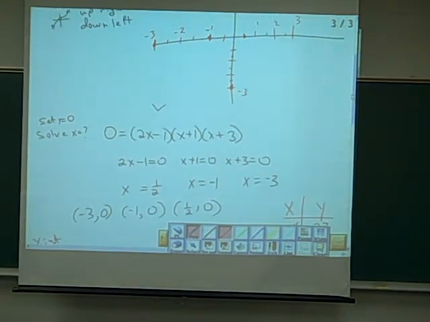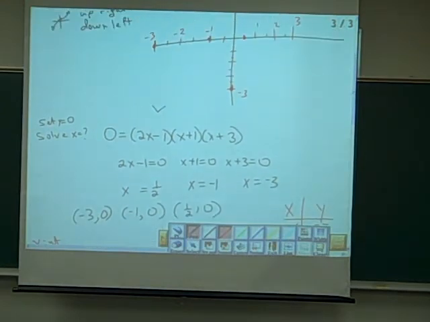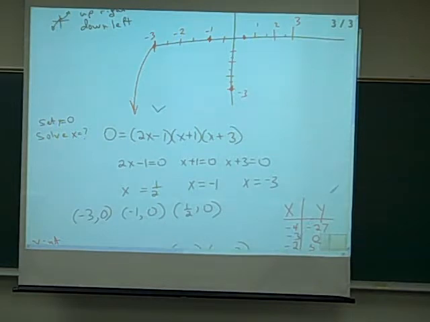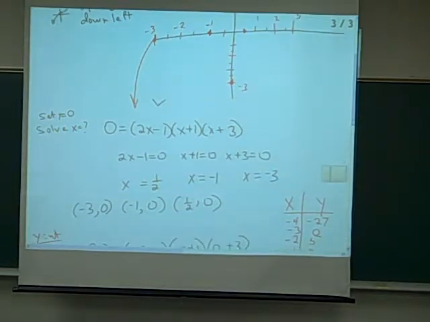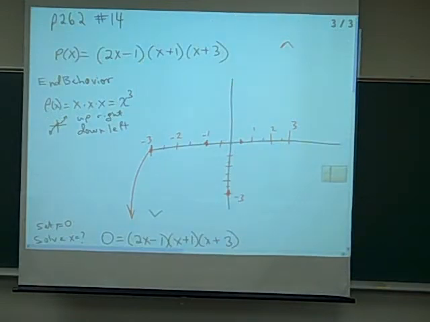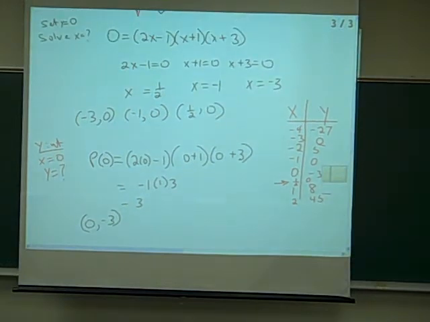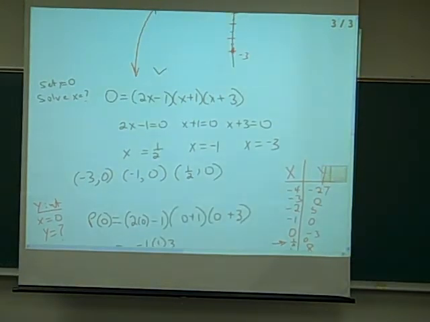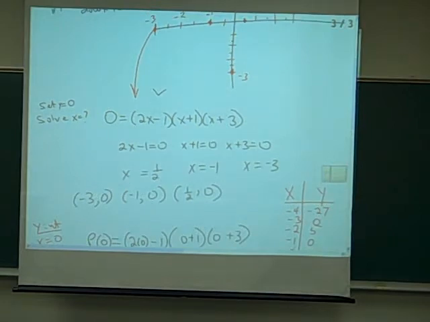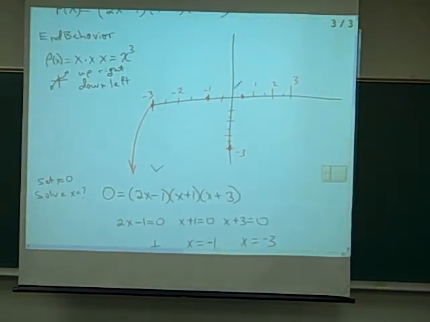And so we've got -4, -27. So we know that's going to shoot on down that way. And then -3, we have 0. And then -2 goes up to 5. So that's going to be there's 1/2, 1, 1/2, 2, and so on, 1/2, 3, 1/2, 4, 1/2, 5.